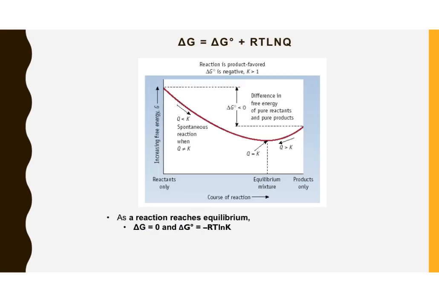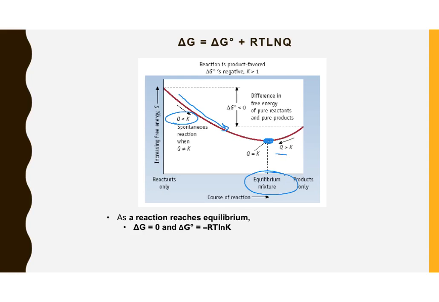Again, going back to our free energy graph and remembering that at the lowest point, you're at equilibrium. So if you calculate Q and Q is less than K, remember that means you don't have enough product. That means it will be spontaneous in the direction toward product until equilibrium is reached.